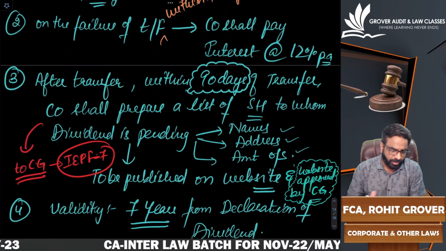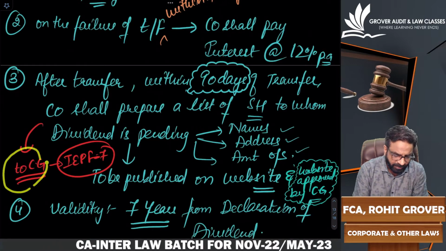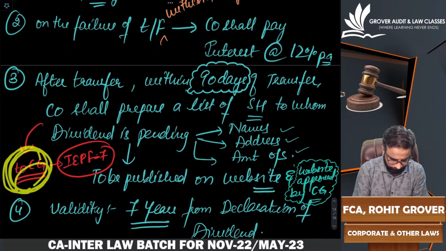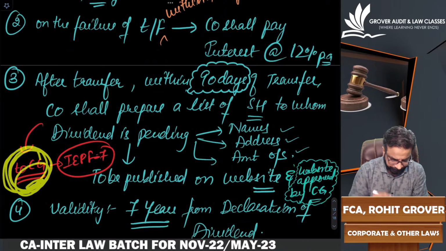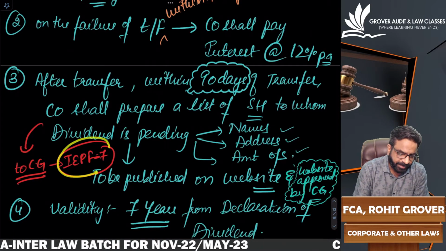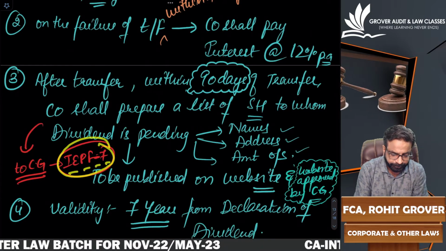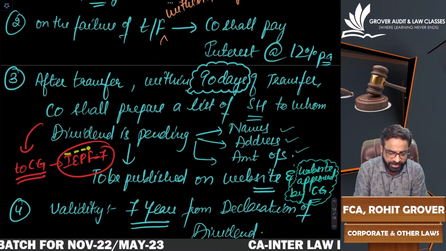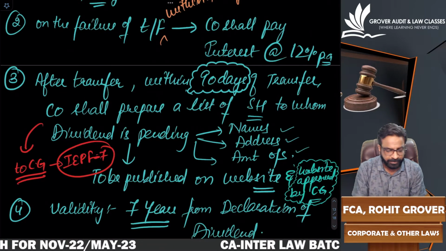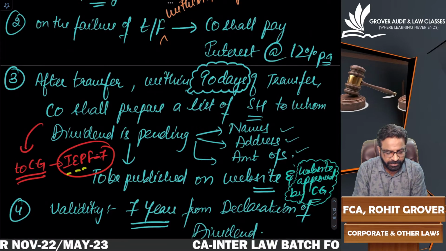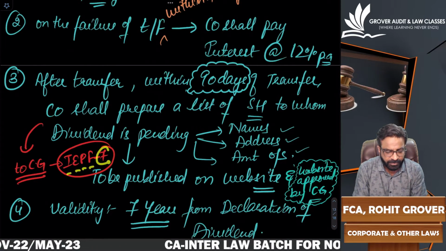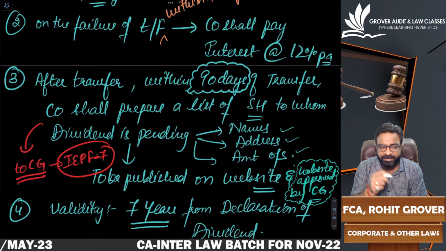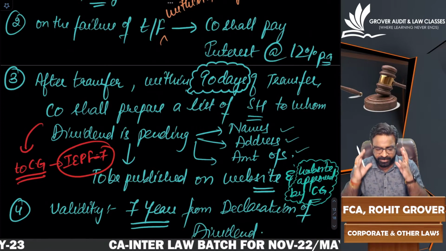Yes, sir. So this list also we have to give to whom? We have to give this list to the Central government, in form number IEPF 7. What is IEPF? Investors Education and Protection Fund. What is the form number? IEPF 7. So did you understand point number 3?